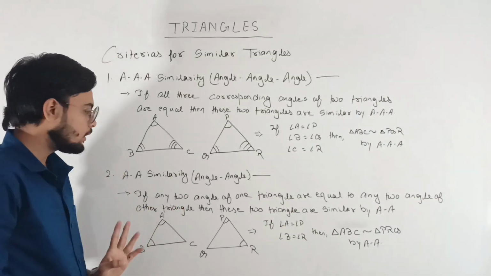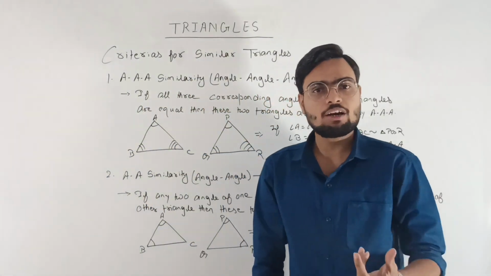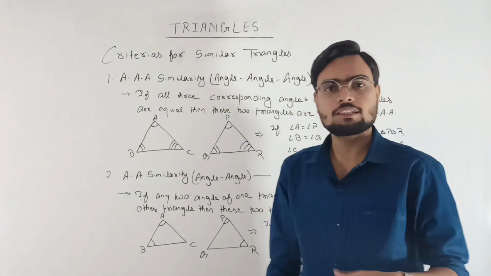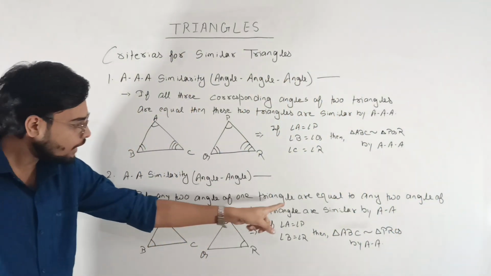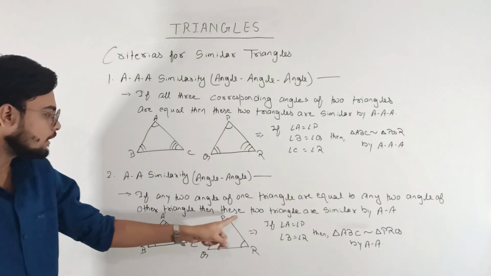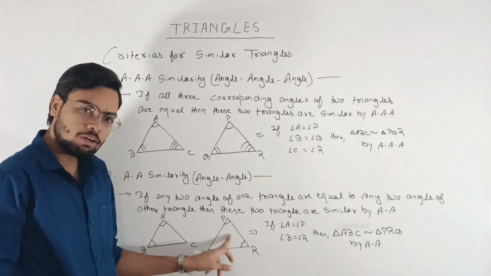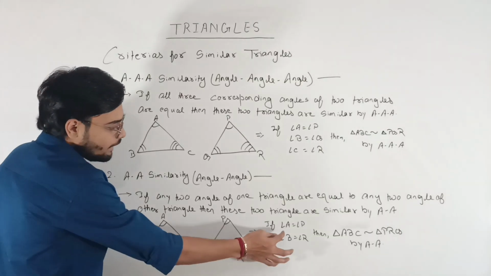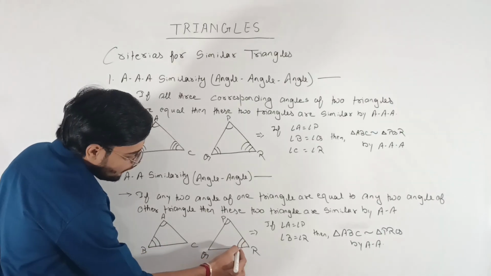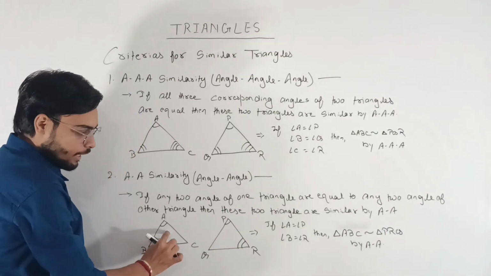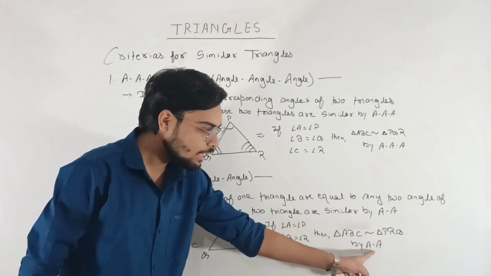Now let's see our second criteria, which is AA similarity. In this case, only two angles are included. If any two angles of one triangle are equal to any two angles of another triangle, then these two triangles are similar by angle. Now look, I have one triangle ABC and a second triangle PQR. Angle A is equal to angle P and angle B is equal to angle R. Two angles of one triangle are equal to two angles of the second triangle, so these two triangles are similar by angle.